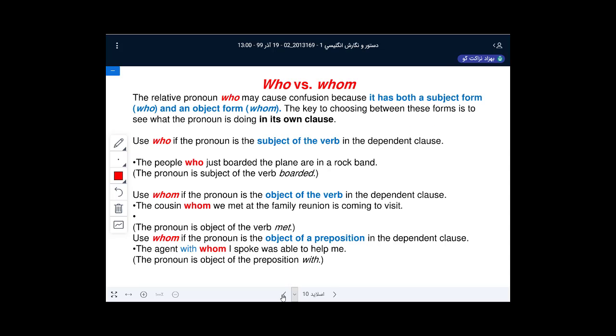Okay, let's go to the difference between whom and who. Who versus whom? The relative pronoun who may cause confusion because it has both a subject form, who, and an object form, whom. The key to choosing between these forms is to see what the pronoun is doing in its own clause. Use who if the pronoun is the subject of the verb in the dependent clause. So it is not in the main clause.